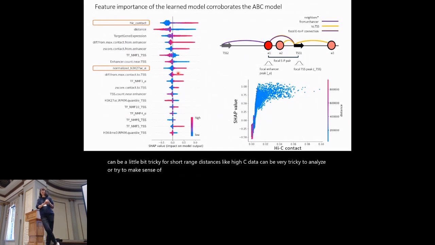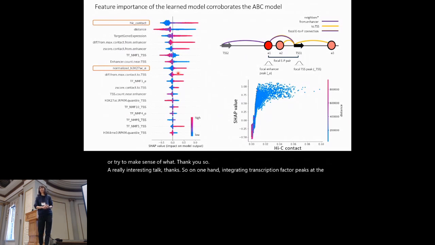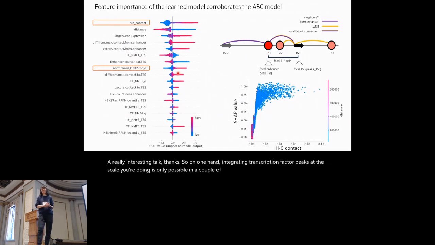Thank you. A really interesting talk. Thanks. So, on one hand, integrating transcription factor peaks at the scale you're doing is only possible in a couple of different cell types where you have coverage. But on the other, the types of TFs that you're identifying are broadly expressed and fairly consistent in binding across cell types, some of them at least. So are there more general rules you can pull out or general advice if we're trying to predict enhancer promoter interactions in very different cell types?